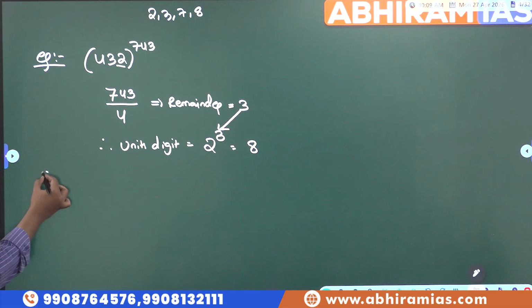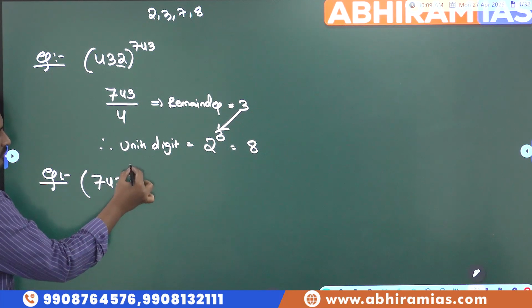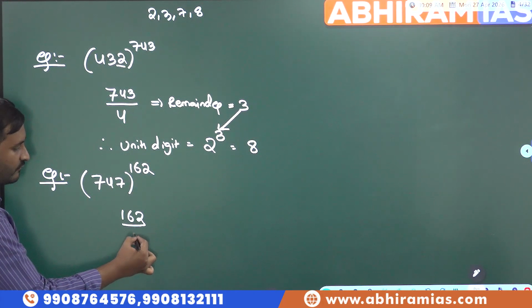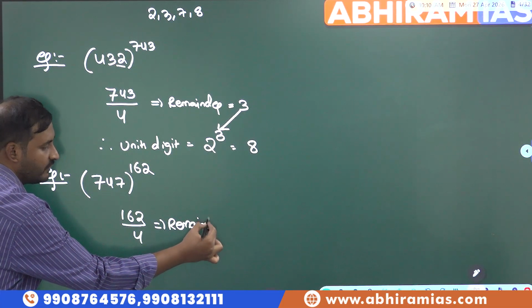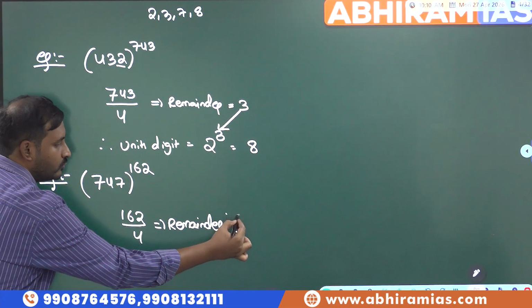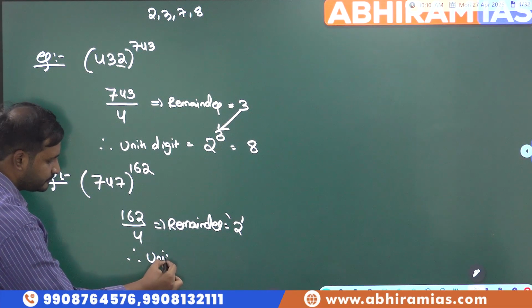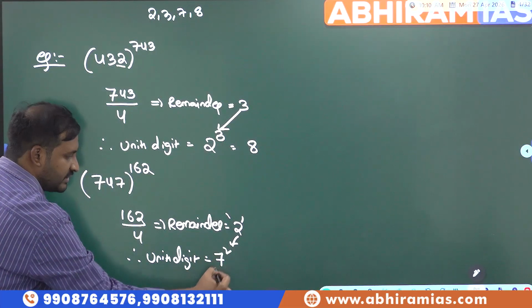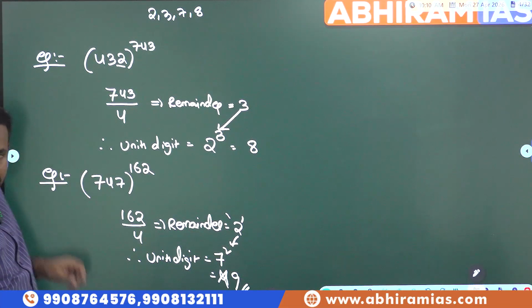నెక్స్ట్ ఎగ్జాంపుల్, 747 whole to the power of 162. What is our first goal? Divide the power with 4. What is the remainder? Remainder ఏమొస్తుందండి? 62/4. What is the remainder? 2. Remainder is 2. So units digit is equal to 7 square's unit digit. 7 square is what? 49. So unit digit will become 9.